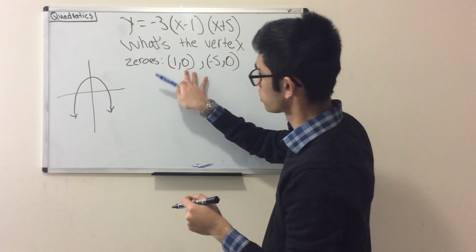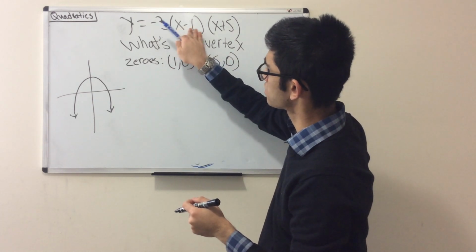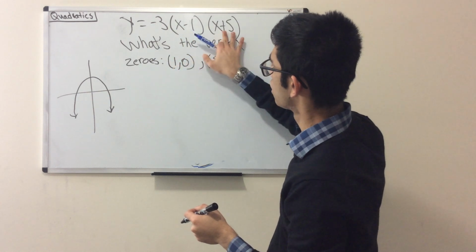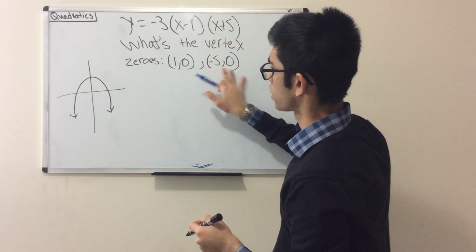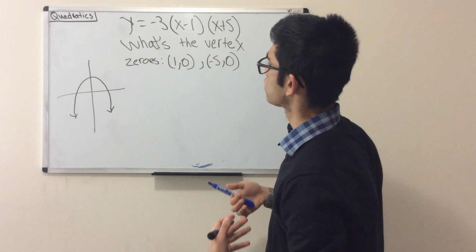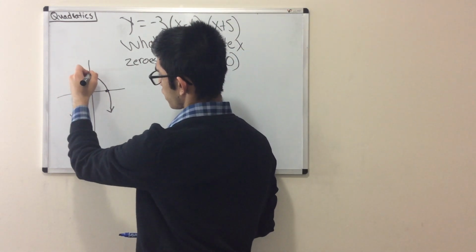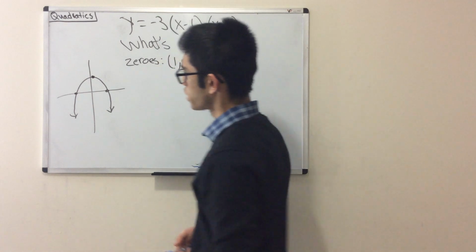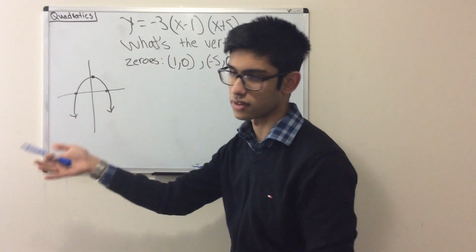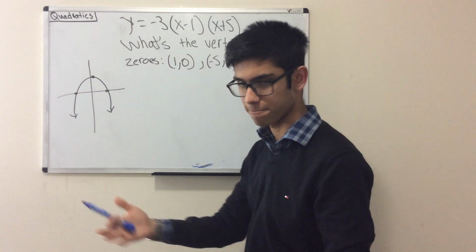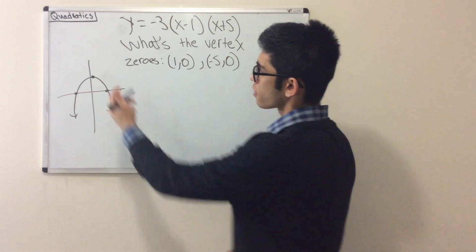Those are my zeros: (1, 0) and (-5, 0). Does it make sense? Yes, I switched the sign, brought it here, switched the sign, brought it here. So (-5, 0) and (1, 0). So I need to find the vertex. Again, here are my two zeros, and I need to find this point here, the vertex. This isn't an exact graph, but it gets the idea down. So I need to find the vertex.